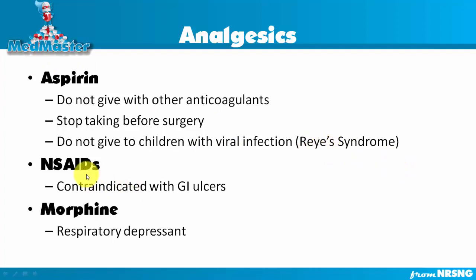With NSAIDs, okay, NSAIDs are going to be contraindicated with GI ulcers. The reason for that is that NSAIDs can actually lead to GI bleeding, okay? So with patients that already have GI complications, we'll want to avoid NSAIDs.